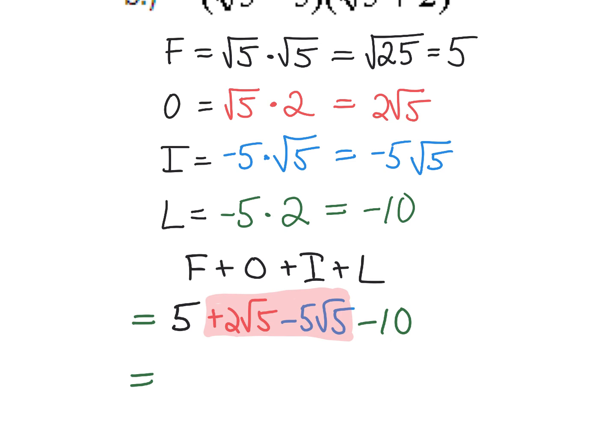Okay, so negative 3 root 5. All right, 2 more things you can put together. Yes. So Olivia sees these guys right here. So 5 minus 10, negative 5.